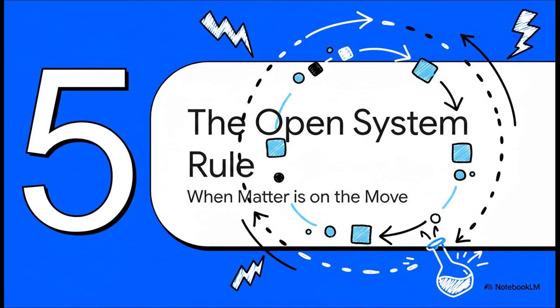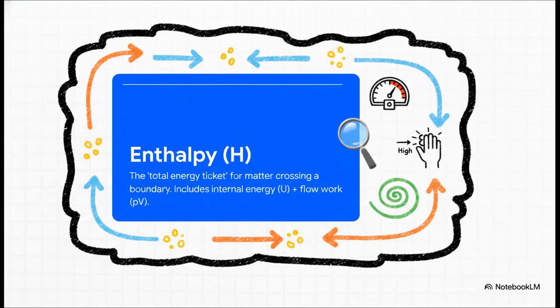That takes us to Section 5, the open system rule. What happens when matter itself is on the move, crossing that boundary? Right. When a chunk of matter flows across a boundary, it brings its own internal energy, U, along for the ride. But that's not all. You also have to do some work just to shove it into the system against whatever pressure is already there. We call that extra bit flow work.